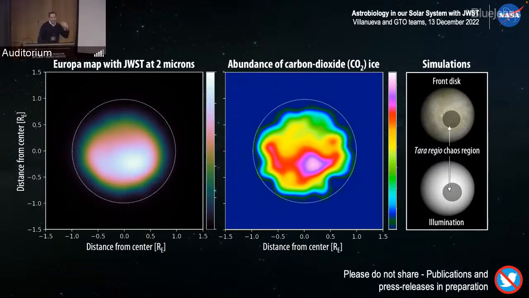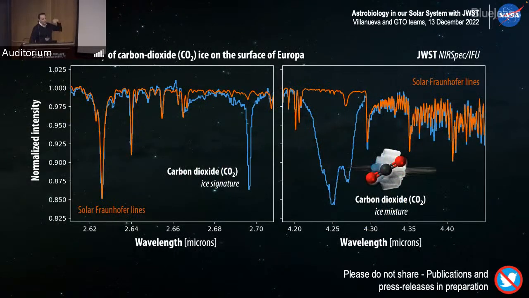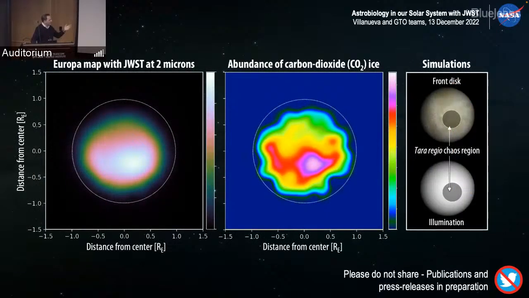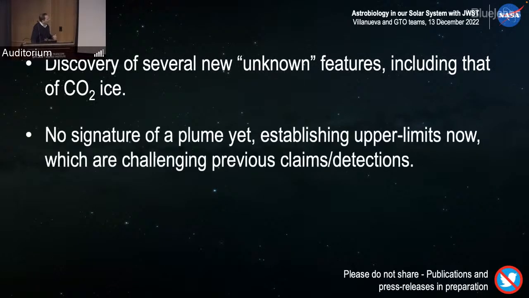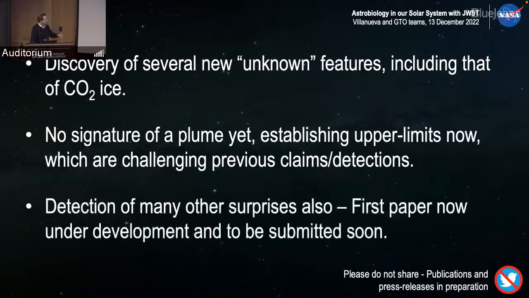So we can actually map it. The features that you can see were pretty generous in size, so we can map this very nicely across the planet. This is a beautiful data set. And again, this is only a few minutes, which is amazing for what JWST can do. So we have several new features. I just showed you two. There are several other ones also. We have no signature of plume yet. And we have an upper limit, which again is challenging previous claims, so I think it's important. We're trying to verify this. And we have other surprises too, so we're working on a paper on this.